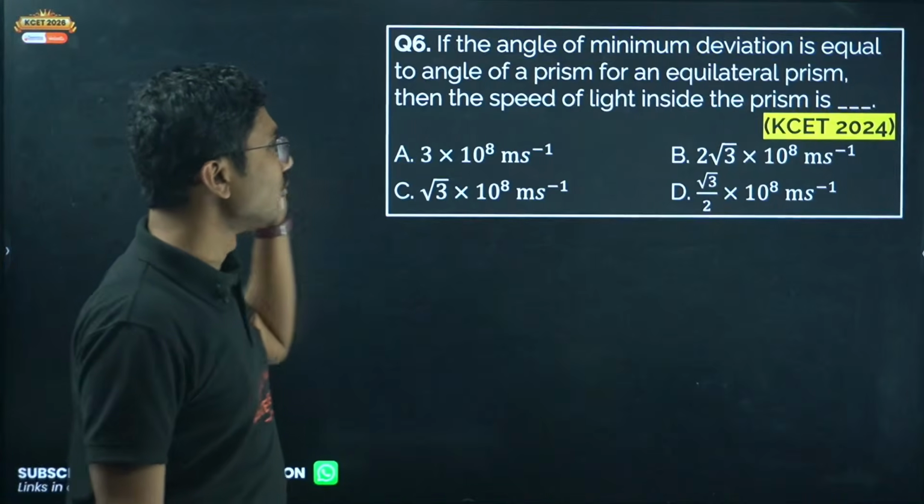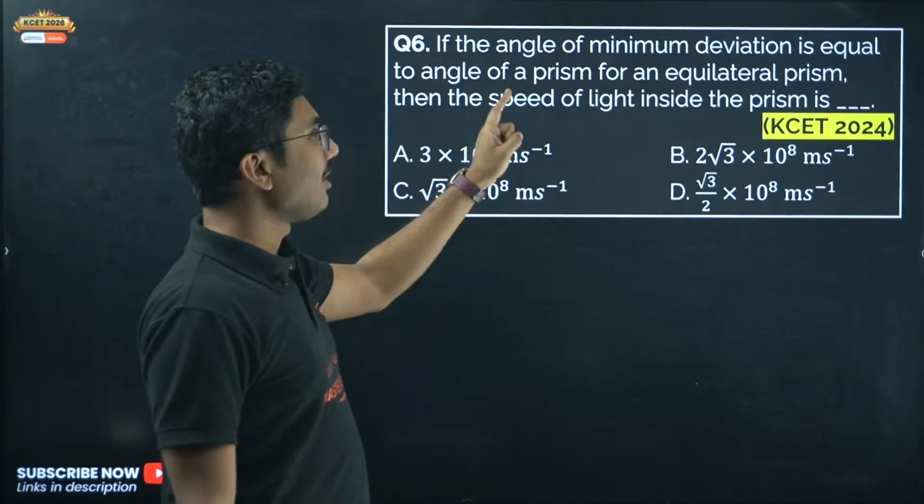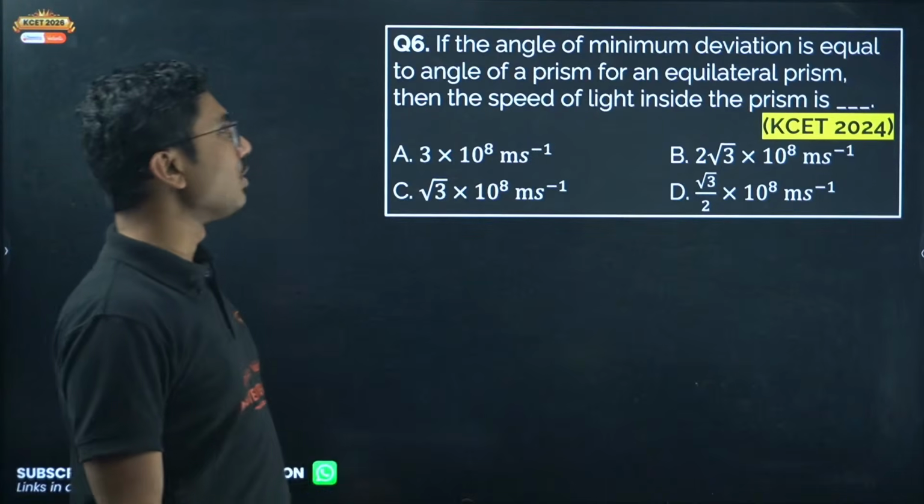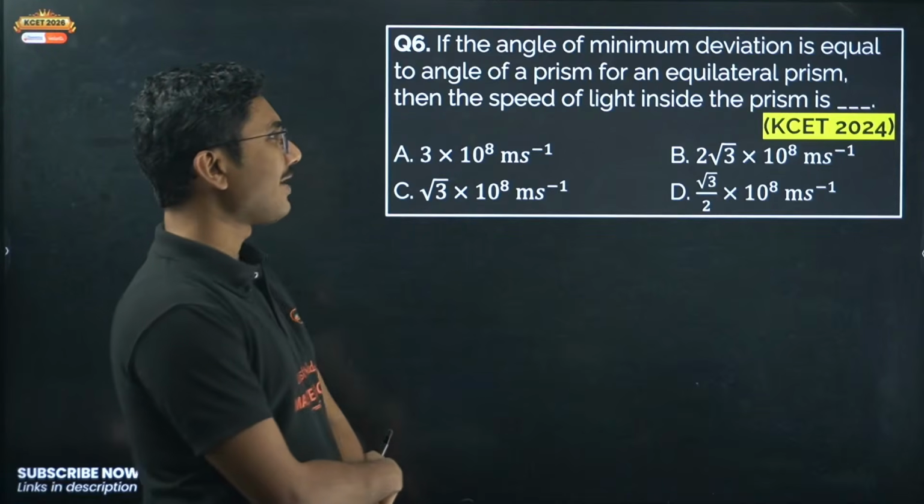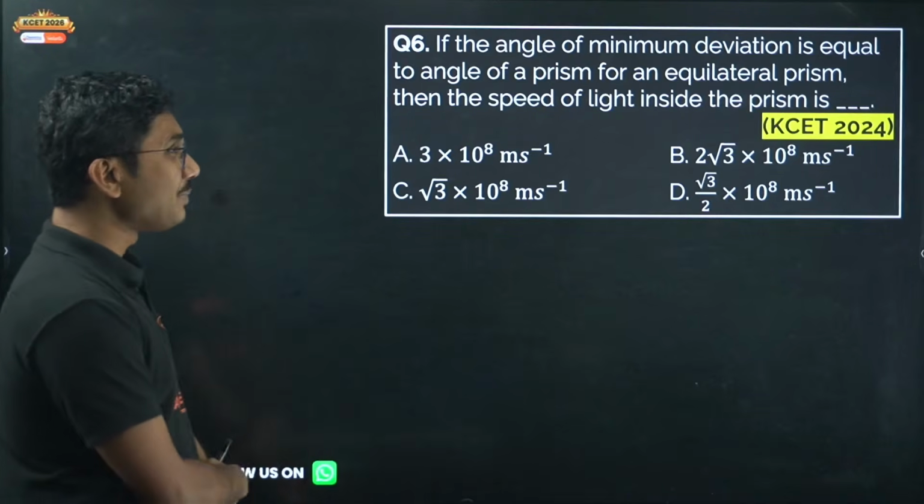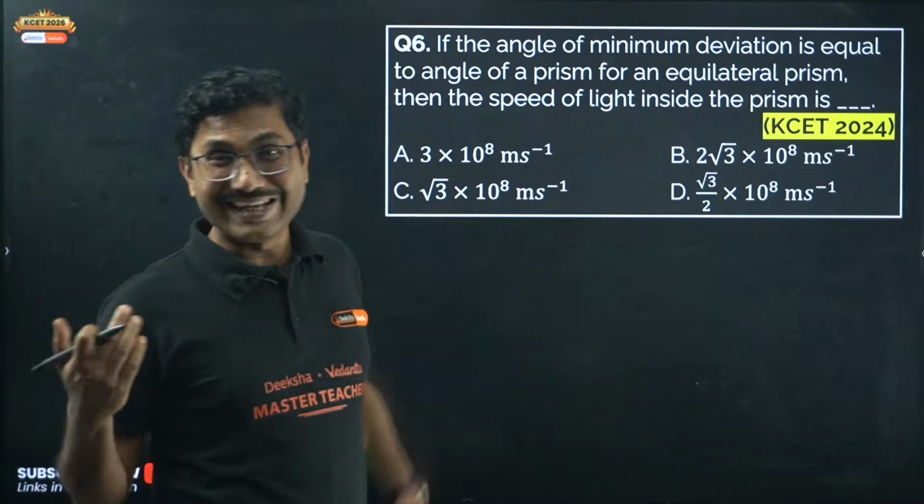Now let's move on to the question. The angle of minimum deviation is equal to the angle of prism for an equilateral prism. Then the speed of light inside the prism. Very interesting question.